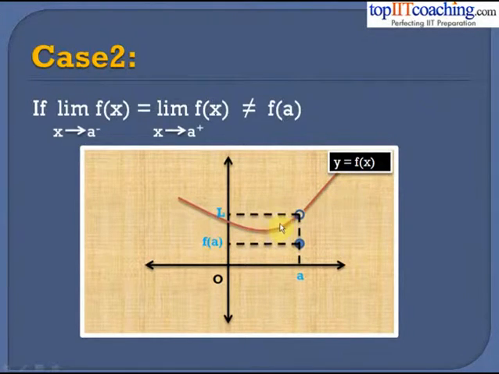Now we see that if we approach a from the left side of a, then the value of f(x) approaches L, and similarly if we approach a from the right hand side, then again the value approaches L. Therefore the left hand limit is equal to the right hand limit and is equal to L, but the value of the function at the point x equal to a is f of a, which is less than L, or which could be greater than L but is not equal to L in such case. Therefore we say that the left hand limit is equal to the right hand limit but is not equal to f of a. Therefore the function is discontinuous at the point x equal to a.